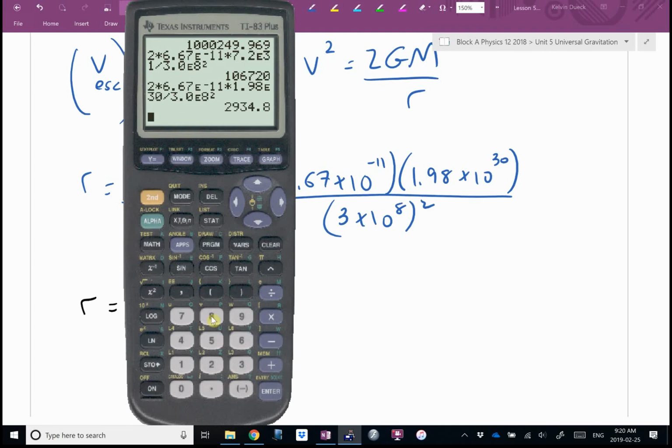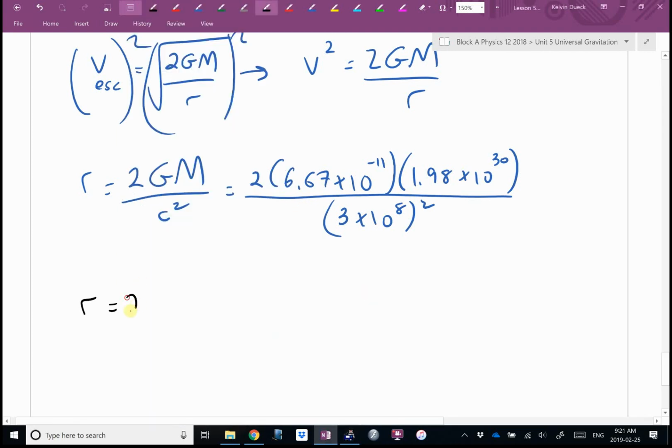So 2,900. You know what? Since that worked out so nicely, I'll do the whole thing. All the mass of the sun would have to be compressed into a volume, into a radius smaller than that. Otherwise, it can't form a black hole.